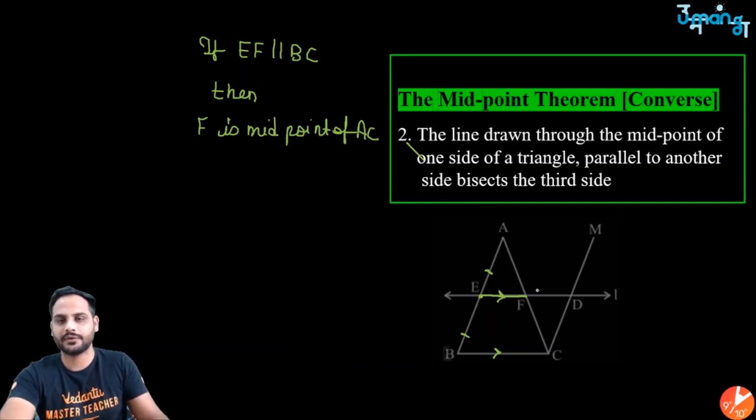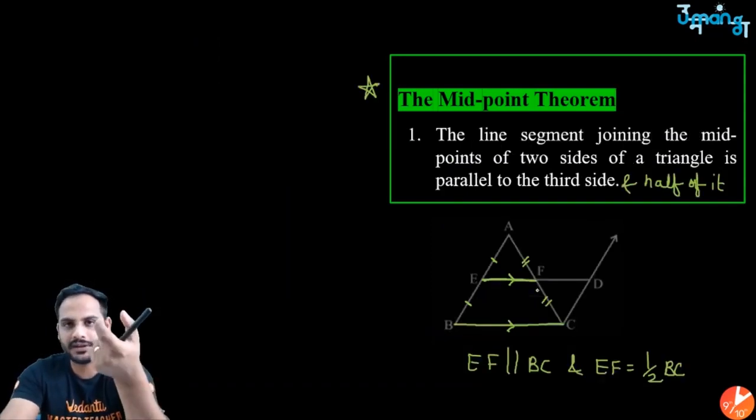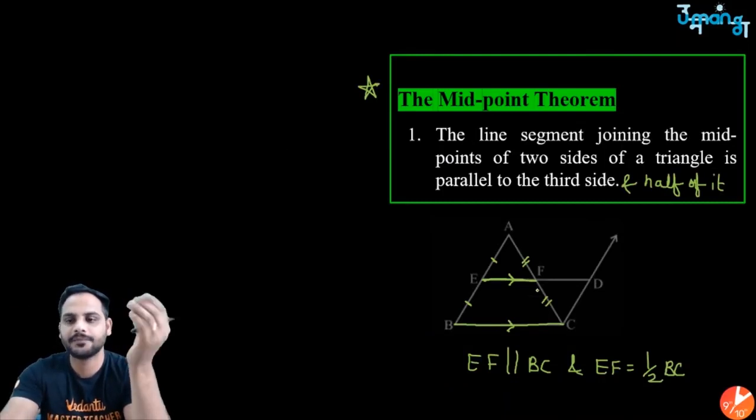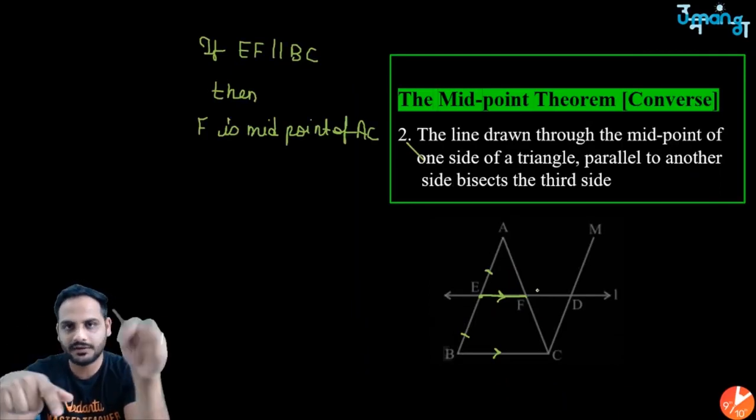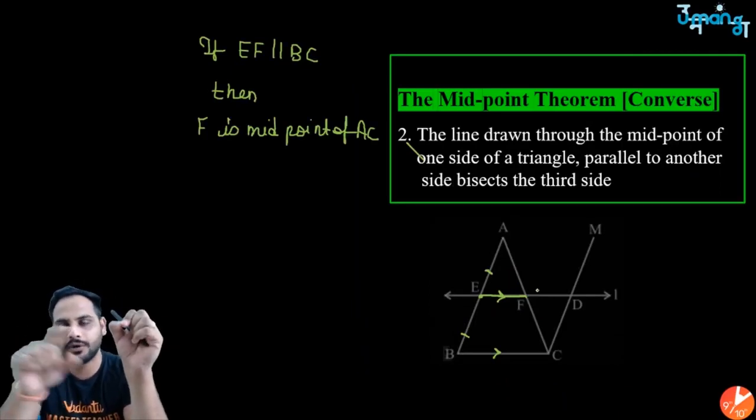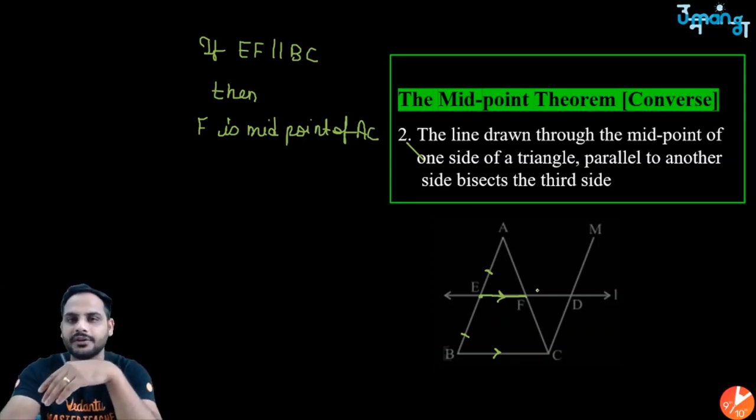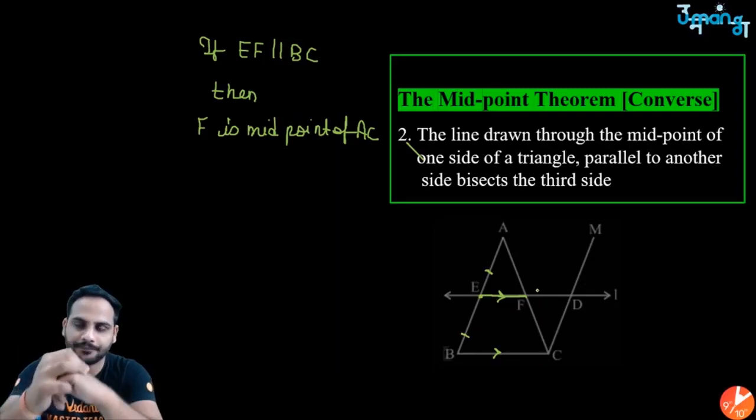Got it? A line drawn through the midpoint of one side of a triangle parallel to another side bisects the third side. Okay. So in the midpoint theorem, both points were given as midpoints, and we say that EF is parallel to BC and EF is half of BC. Here EF and BC are given parallel, only E is given as the midpoint, so I can say F will also be a midpoint. So this is your midpoint theorem and the converse of the midpoint theorem.